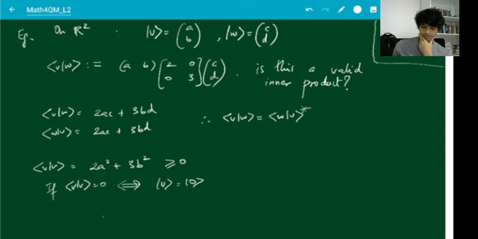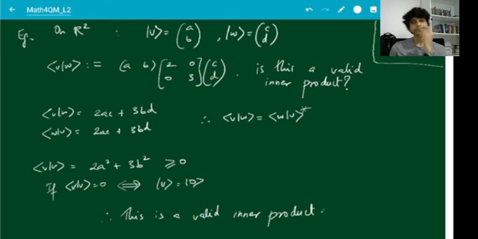So therefore this is a valid inner product. It may not be a very useful inner product, that's why we don't define an inner product like this, but strictly in the formal sense this is a valid inner product.